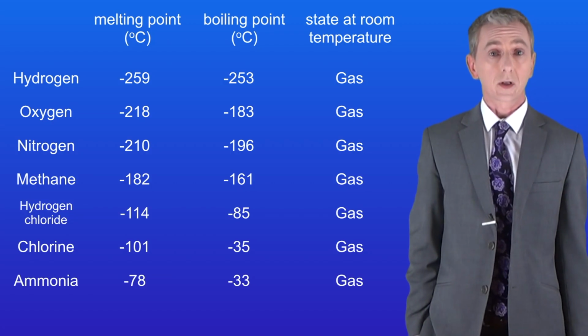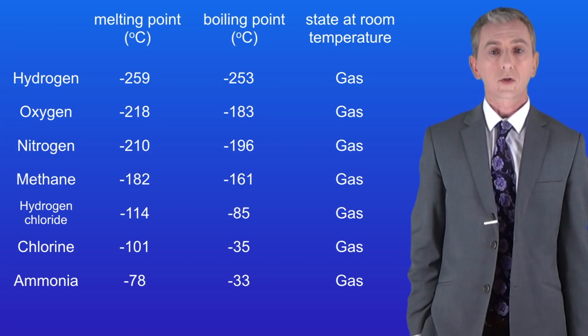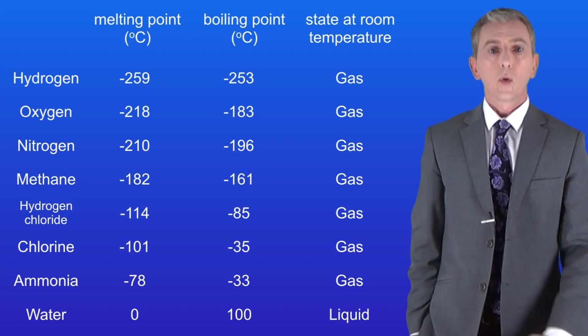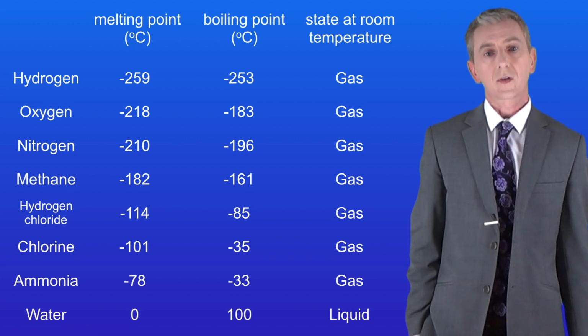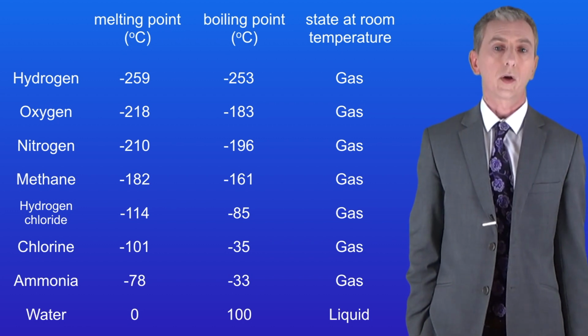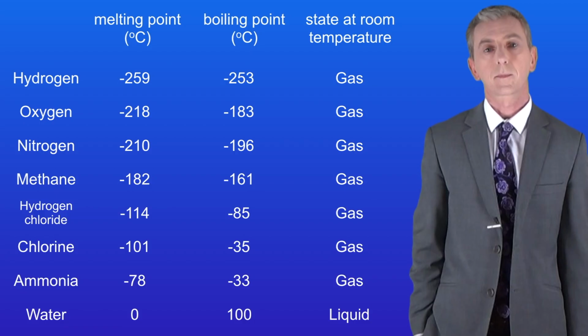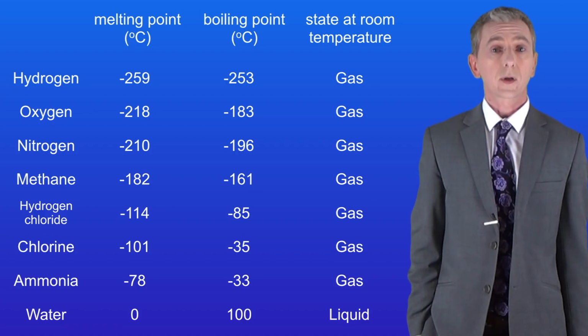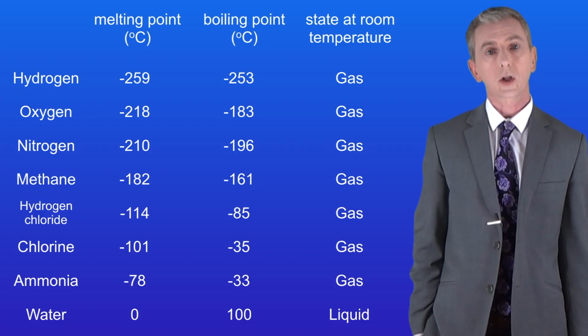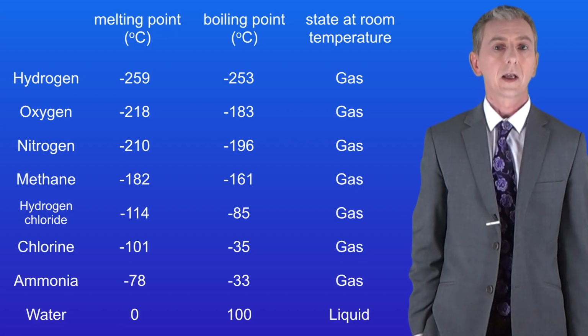Now there is one exception to this, which is water, which I'm showing you here. Water is a liquid at room temperature, but it still has a relatively low boiling point at 100 degrees Celsius. In the exam, you could be asked to explain why small covalent molecules have got low melting and boiling points. Let's look at that now.